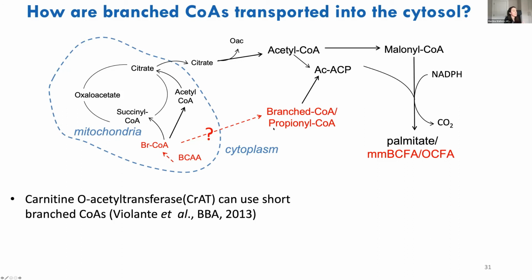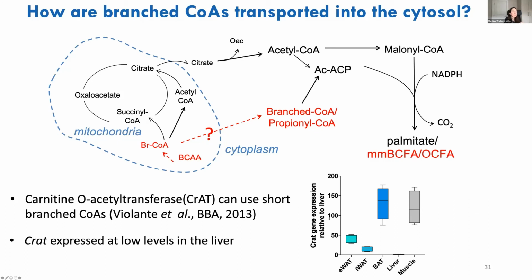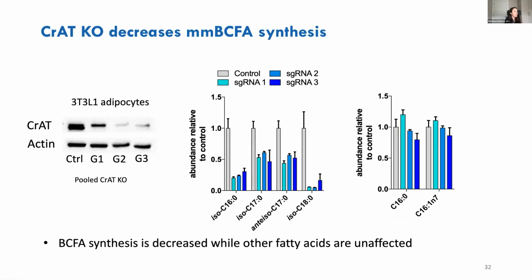And we found this paper showing that previously this enzyme CRAT can use these branched-chain CoAs and attach them to carnitine so they can exit the mitochondria. And levels of CRAT in the liver are actually surprisingly low, whereas they're quite high in other tissues such as brown adipose tissue. So we thought that this might be the reason why we're not seeing high synthesis in the liver. And what we found was that if we knocked out CRAT in these adipocytes, it decreased branched-chain fatty acid synthesis, but not the synthesis of other fatty acids. So this really indicated to us that CRAT must be an important part of the pathway and the reason why we're not seeing synthesis in the liver.